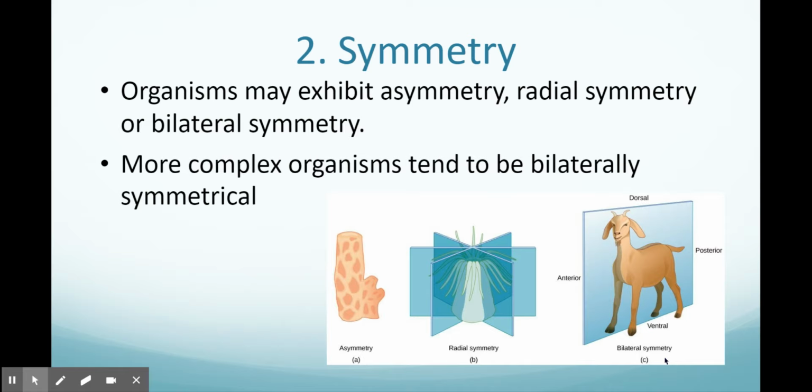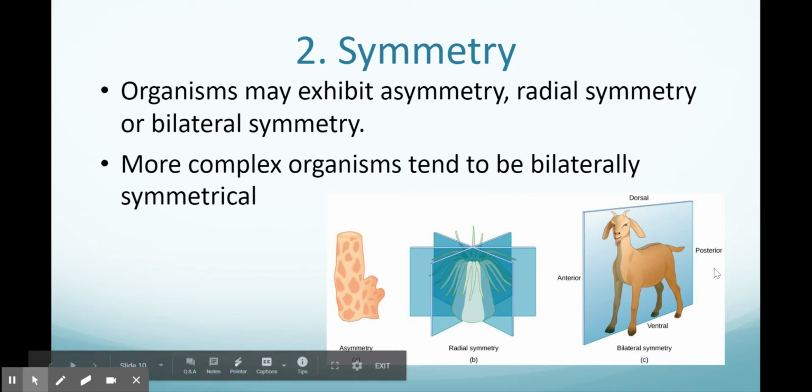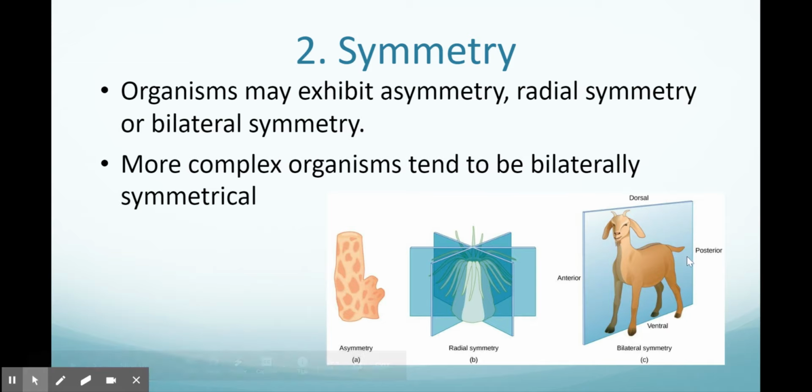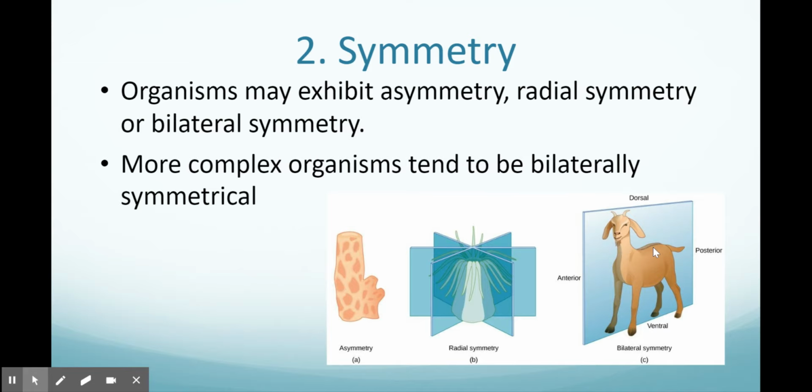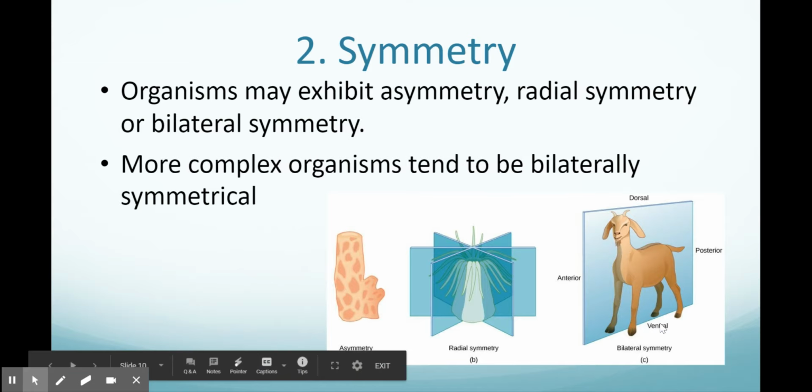It's important to note here too some of the anatomical terms we'll be using. Anterior and posterior describe direction towards the head end and towards the tail end or back end. And then dorsal and ventral describe the back, which for us would be our spine, and the ventral side means the belly side. So those are some of the anatomical directions we'll be looking at.